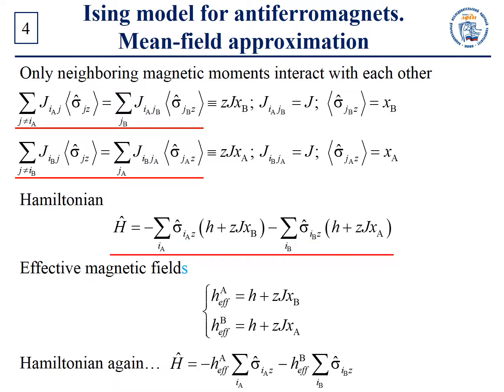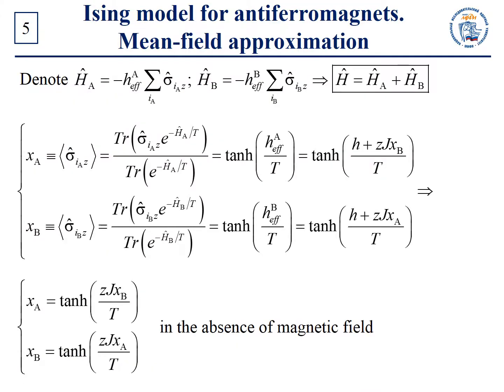Denote the effective magnetic fields acting on A and B sublattices respectively in the following way. Therefore, the Hamiltonian takes the following form. As in the case of ferromagnets, we obtain the Hamiltonian of non-interacting magnetic moments placed into the effective external field, distinct for each sublattice.